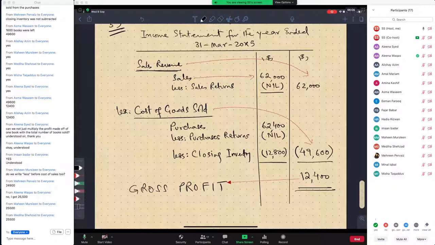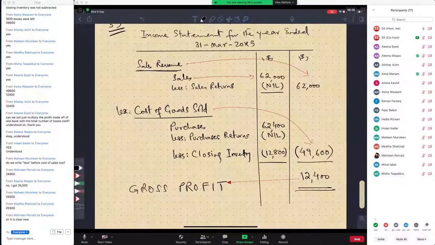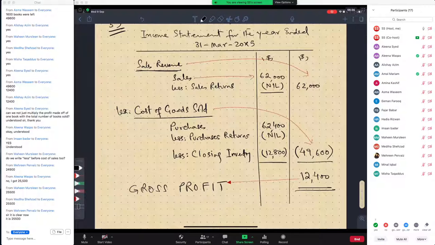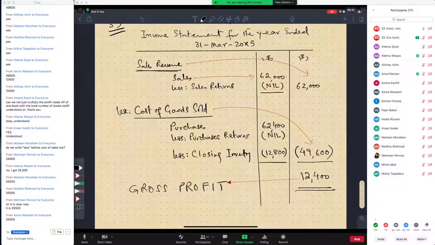Mehreen, check your answers. Okay, Maheen is also saying 25,500. Madiha says 25,500. So Alina's answer is correct. Mehreen, please check your answer. The answer is printed at the back of the book. You can check 3.7's answer. It's on page number, let me tell you what page number this is. 25,500, Asma is also confirmed.